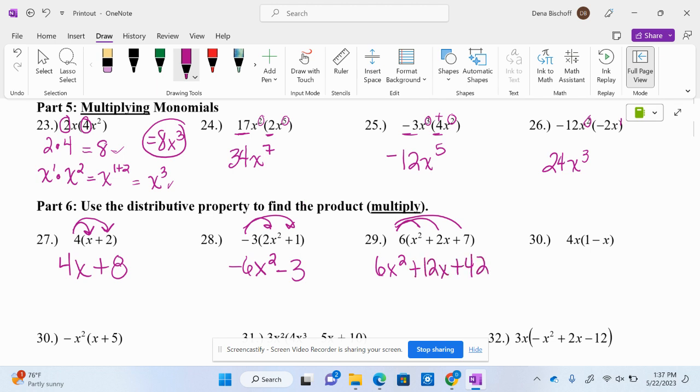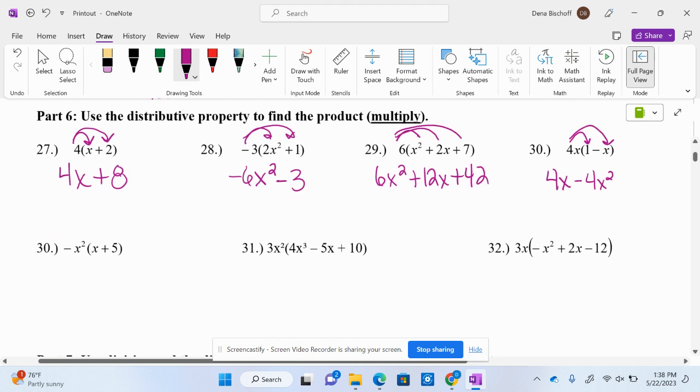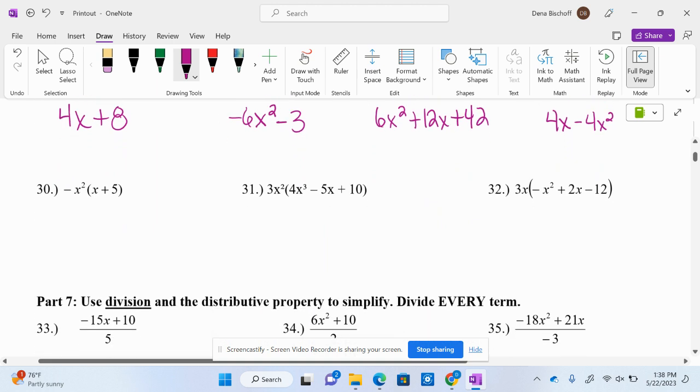Perfect. So the only time it gets weird is when you have a variable on the outside being multiplied by a variable on the inside. Same as when you did that up top, though. So 4x times 1 is 4x, and 4x times a negative x is negative 4. Add the exponents. Yeah, x squared. Good job. So who wants to do number 30?